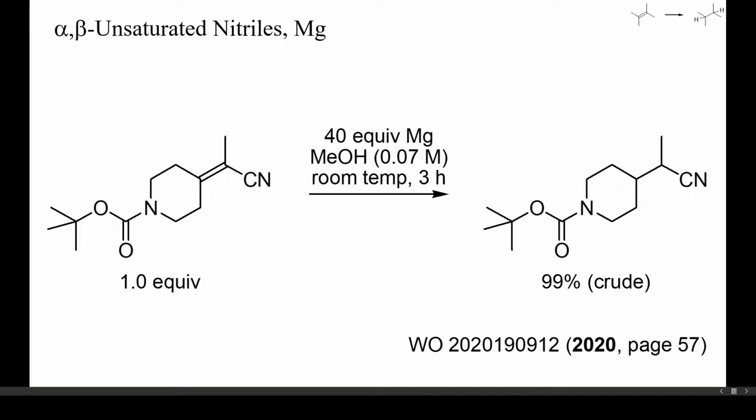Still more reactive toward hydride or single electron donors than styrenes are alkenes with an electron withdrawing group, as in this example. Such olefins can be reduced with sodium borohydride or with metals, such as magnesium in this instance.